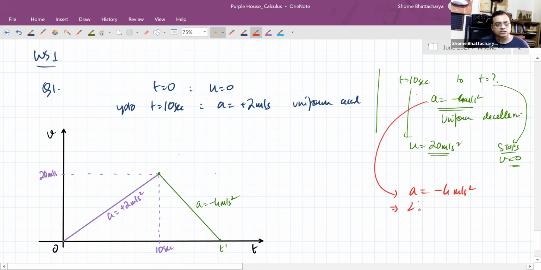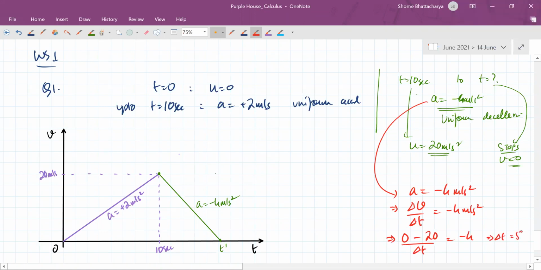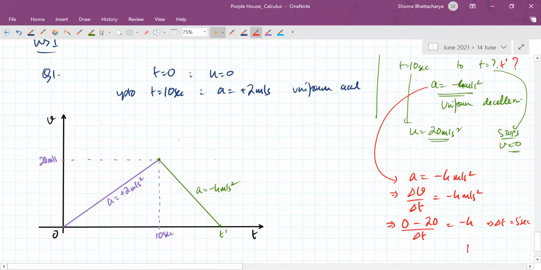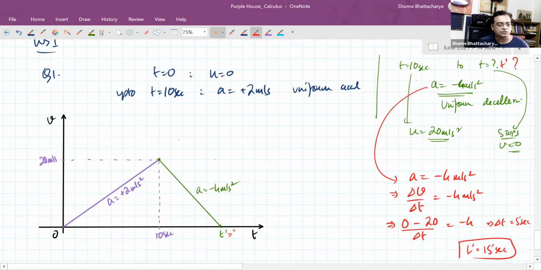So change in velocity upon change in time should be uniform. Final velocity is 0, initial velocity is 20, divided by some time interval delta t, and that is equal to -4. So how much should this time interval be? 5 seconds. So if this time interval is 5 seconds, then what is this time t prime that I'm trying to find out? It is 10 plus 5, 15. Yes, so t prime should be 15 seconds. I know this is equal to 15 seconds because from here to here, this time should be 5 seconds.